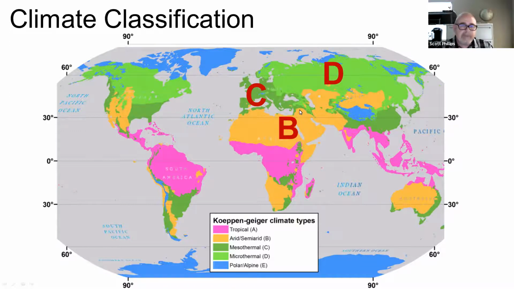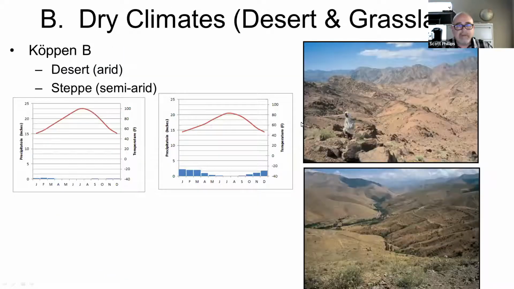So we have some exceptions up in parts of Iran and Turkey, but for the most part, this part of the world is dominated by B climates. So B are dry climates. They include deserts and grassland.